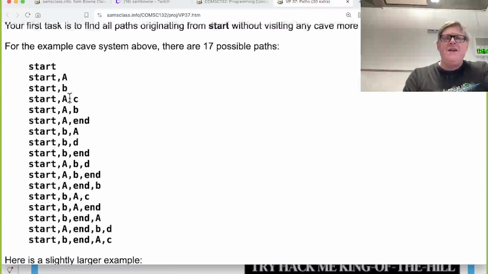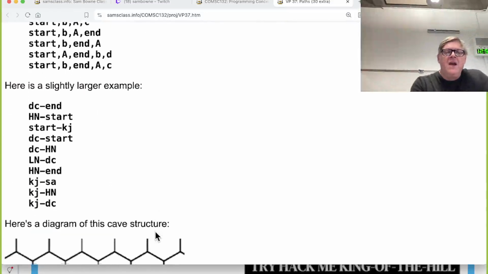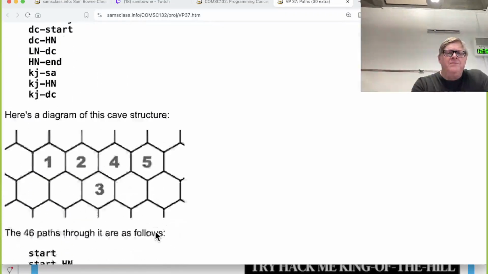And you can see that's how I did it. I did start, then start A. These are the ones with 1 hop, then all the ones with 2 hops, then all the ones with 3 hops. That was the technique I used. Although, in your textbook and in lecture we talked about those other techniques, and you can use them if you prefer. So here's a larger example.